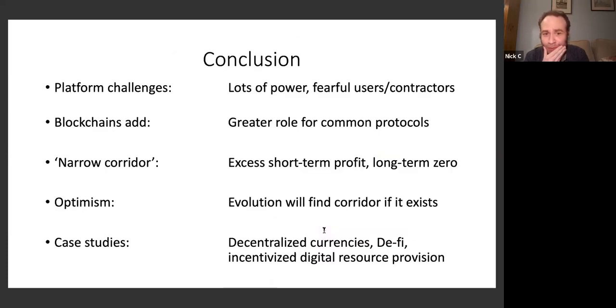Just to conclude, platform challenges: they have lots of power, fearful users and contractors, and governments that are increasingly trying to regulate them. Blockchains add a much greater role for common protocols. There's a narrow corridor, excess short-term profit and long-term zero profit. I have some reasons for optimism, because if the corridor exists at all, then I think this evolutionary ecological system that we're in should find it.